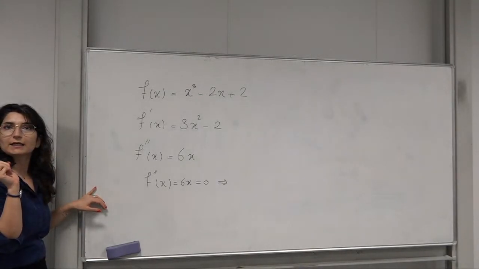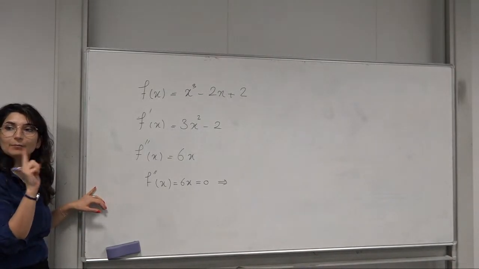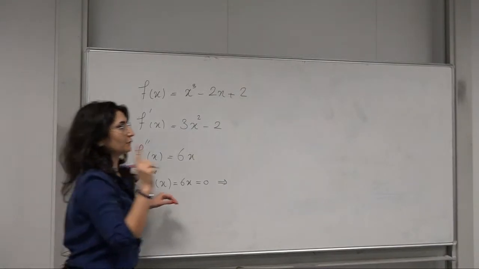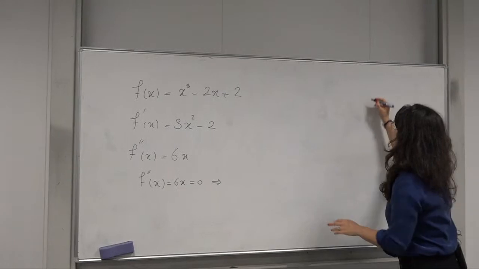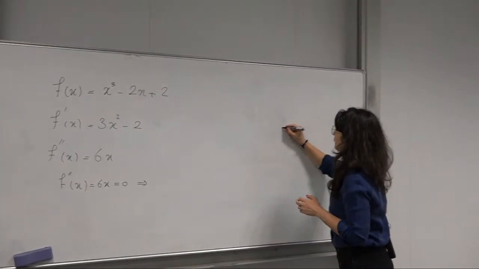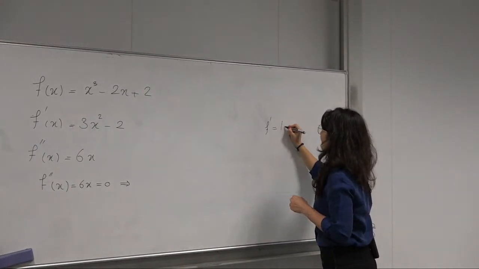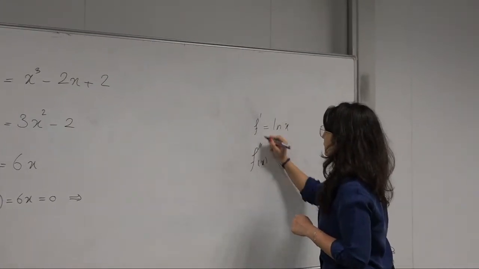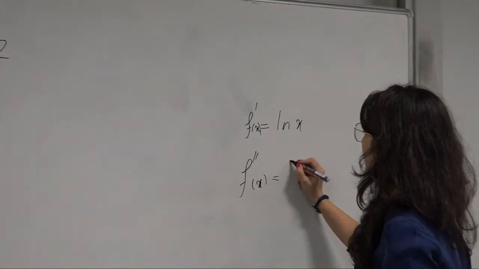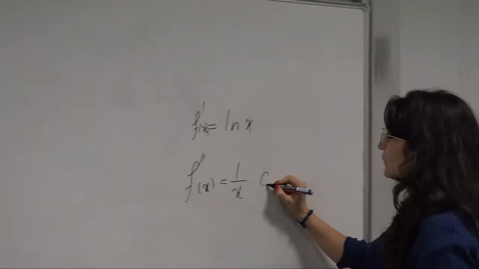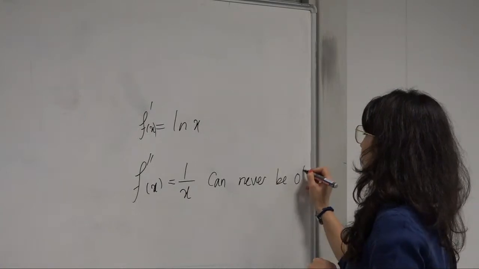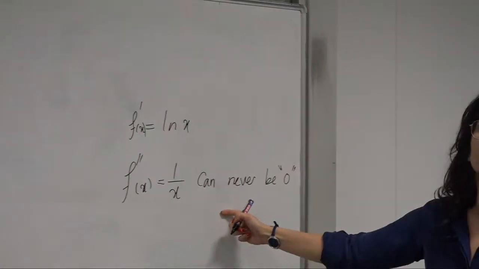Now, if you do the double derivative, let's say this is the function, whatever you have. F prime is equal to ln x, and then the double f prime x is 1 over x. This one can never be 0. So there is no extreme point here.